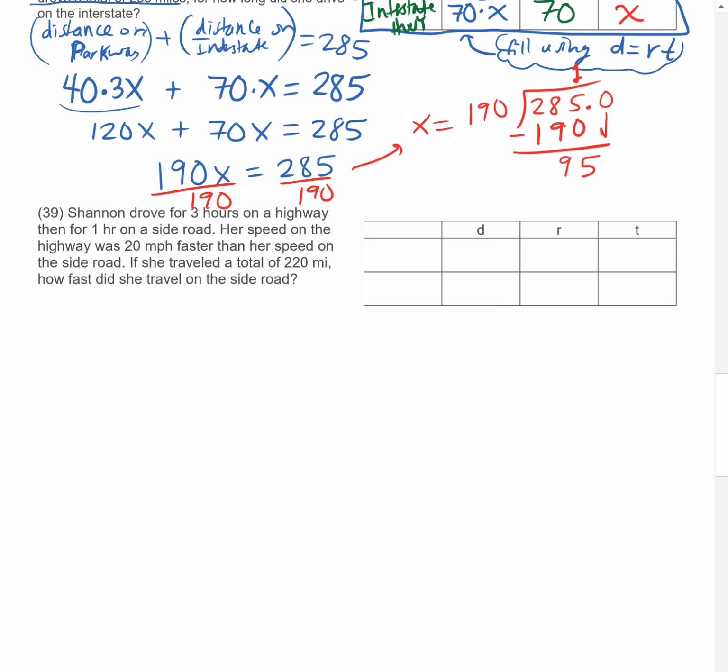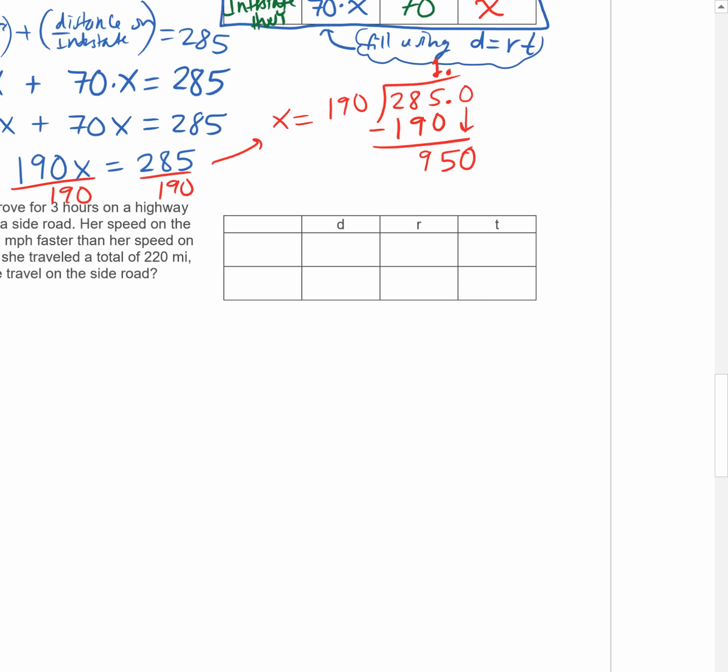Let me bring down another 0. Now it's 190 and a 950. I just gotta guess. How about, I don't know, 4? Not enough. Let me try one more. 190 times 5. Ooh, that's perfect. 5 times 190 is 950. Perfect. So the answer is 1.5.